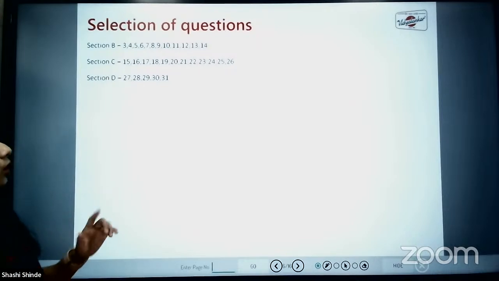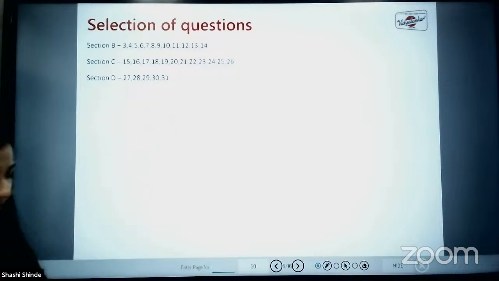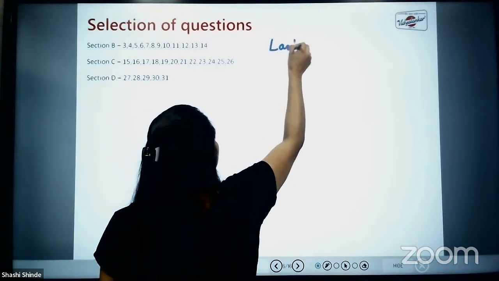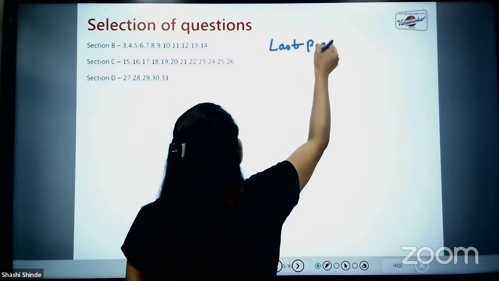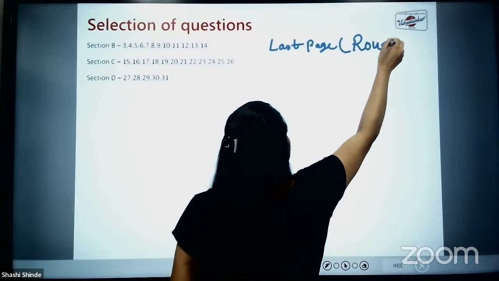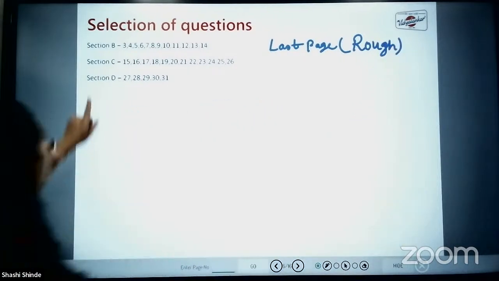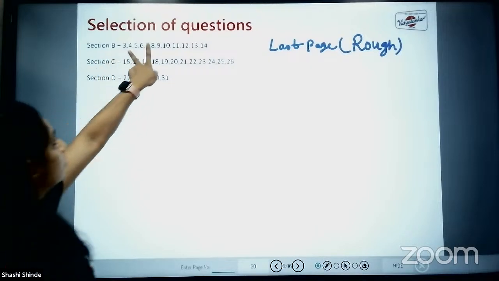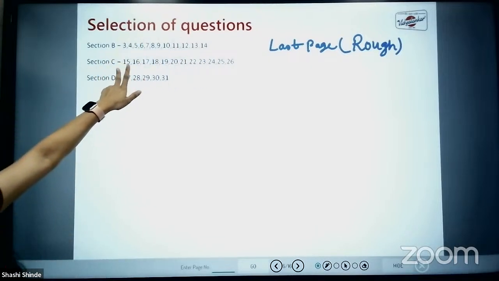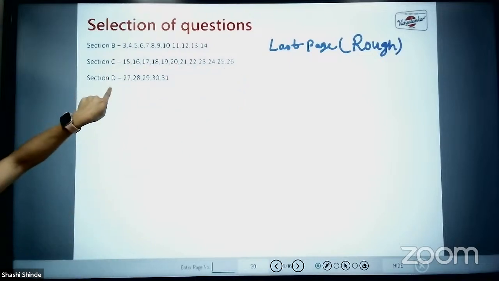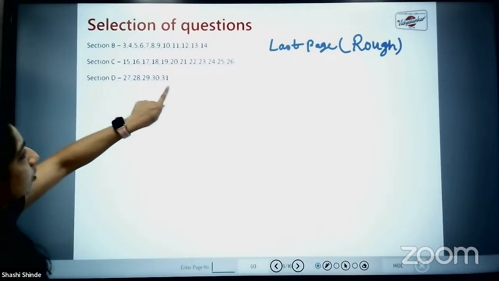So what we will do on the last page: you will consider the last page as a rough page. You will do this on the last page of your answer sheet as rough work. And there you will write section B, C, D. Section B will be questions 3 to 14, section C will be from 15 to 26, and section D will be from 27 to 31.